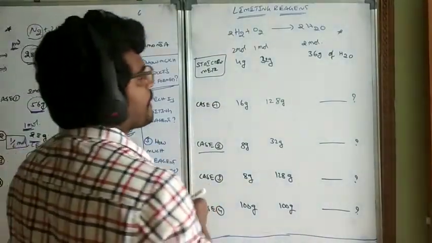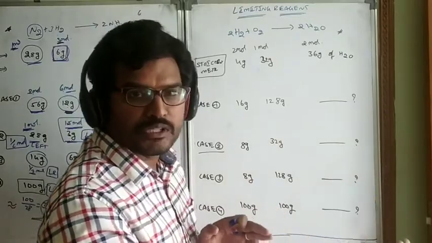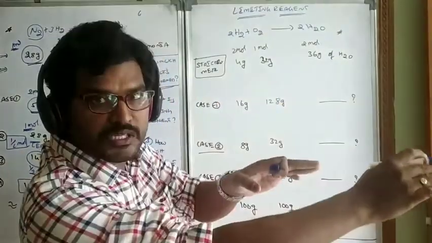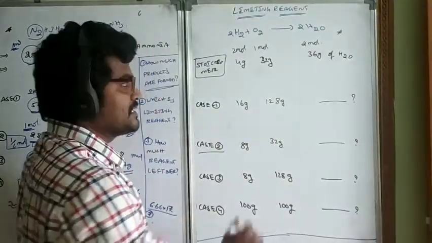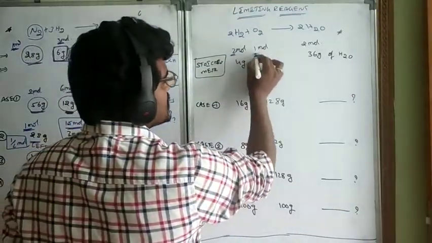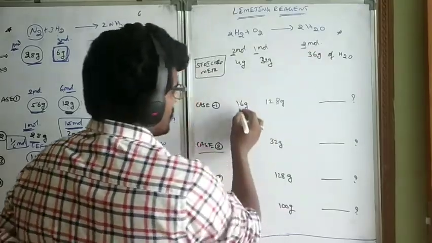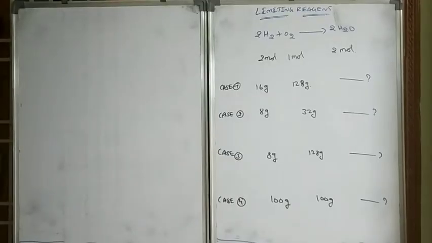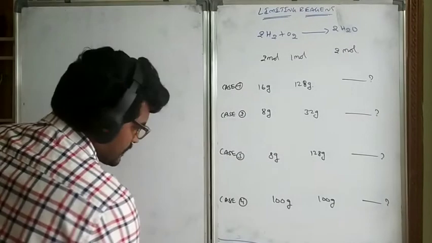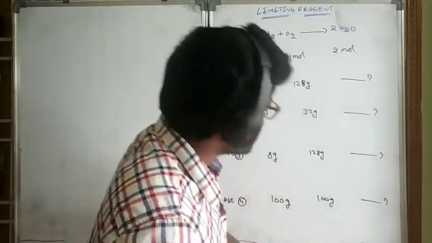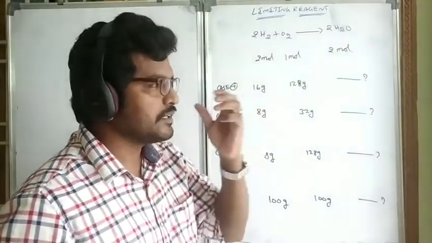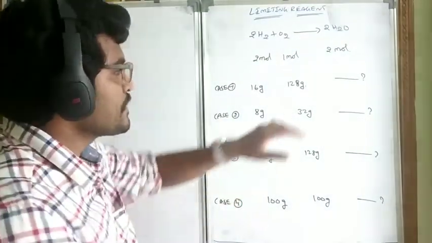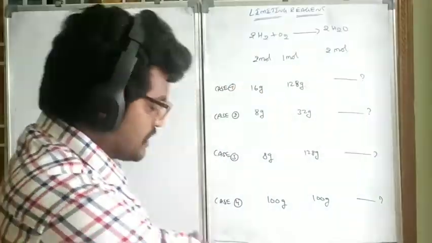So see, if you are confident in the mole concept, you can continue with the mole concept. If you are confident in the mass relations, you can continue with the mass relation. So 2 moles react with 1 mole to produce 2 moles. Let us see how to find which is the limiting reagent, and how to find the quantity of products formed in the reaction.